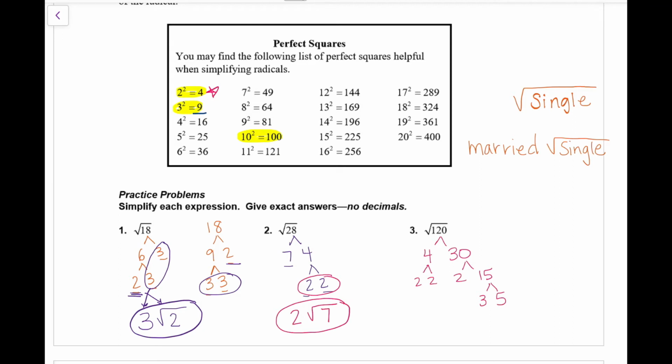Now we circle all of the couples. We just have a couple of 2's. That comes out front to be a 2, and then we leave all of the leftovers inside. We have a 2, a 3, and a 5. Those are going to all multiply together to give us our number inside the square root. So 2 times 3 is 6. 6 times 5 gives us 30. So this would simplify down to 2 square root of 30.